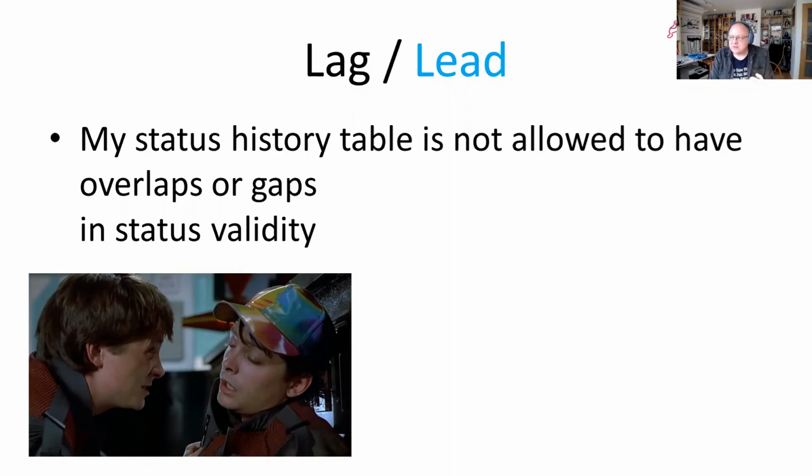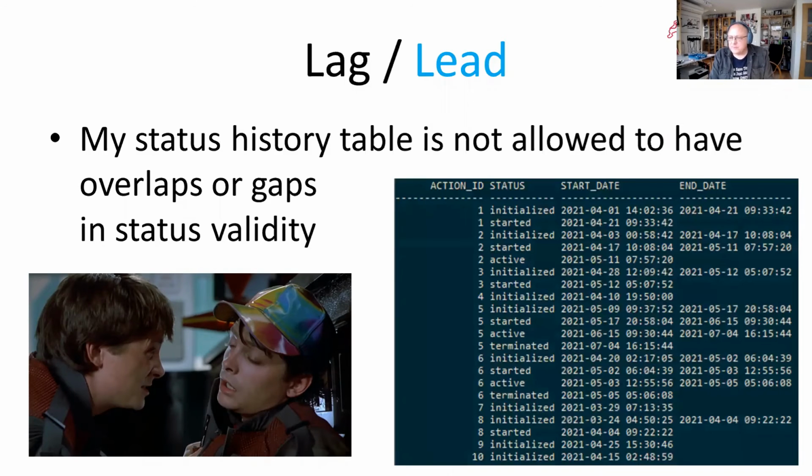We have statuses. An action can at any moment in time only have one status, so there may not be overlaps or gaps in the status validity. It would look something like this. Action IDs that have different statuses, and as you can see, there is never an overlap in the start date and end date within an action ID, and there is never a gap. So how would we go about ensuring that we will never have overlaps or gaps?